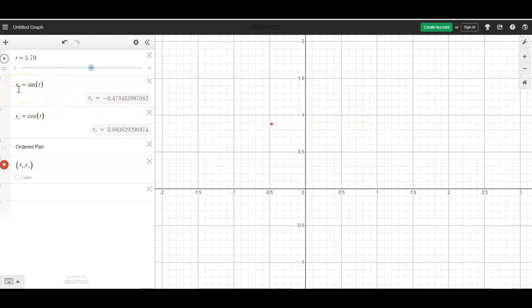The x value, or the sine of an angle, is equal to the x component over 1, and the y value is equal to the cosine of an angle, which is equal to the y value over 1.